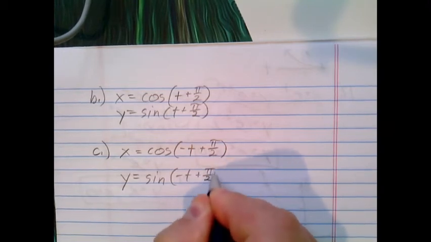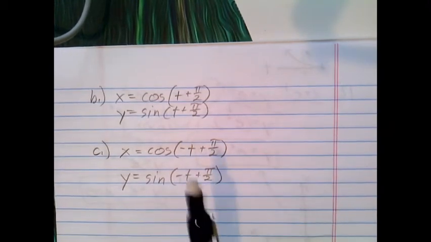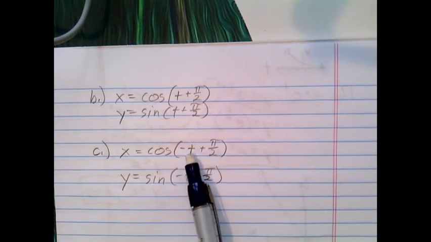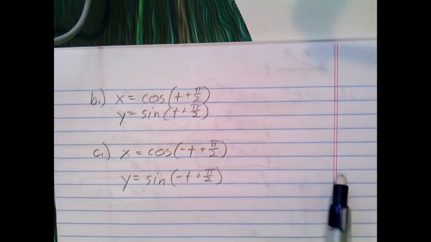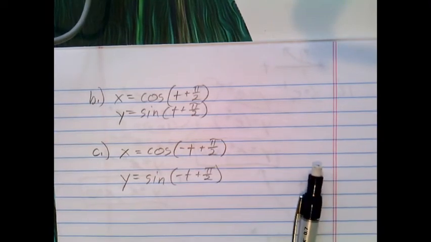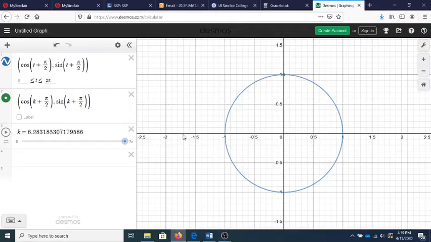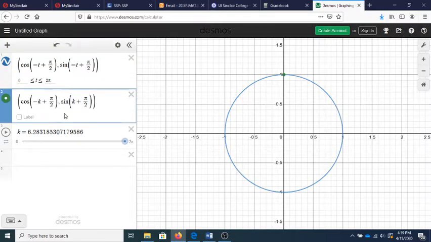I could leave the pi over 2 there or not. Okay, but by putting a negative on the t, what'll happen is then as t goes from 0 to 2 pi, this angle here will actually be decreasing, which means that instead of going counterclockwise, we'll go clockwise. At least that's the theory. Let's check it out. Negative t, negative t. Well, that doesn't seem to have changed the graph at all. That's good. We've still got our unit circle here.